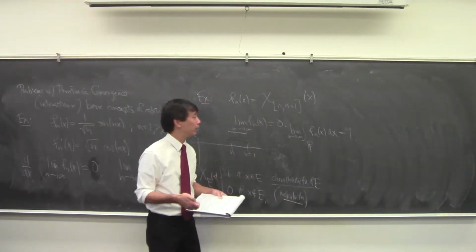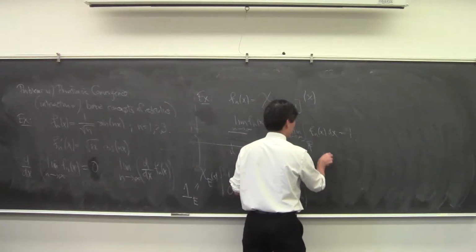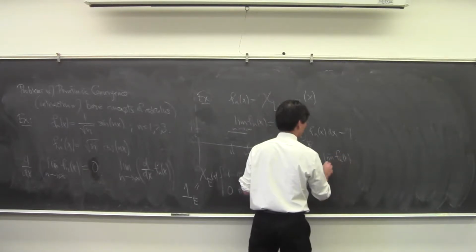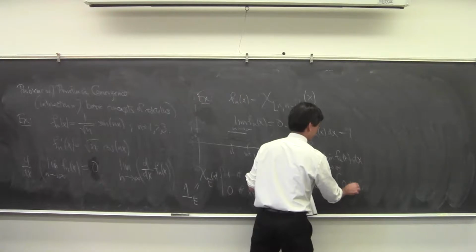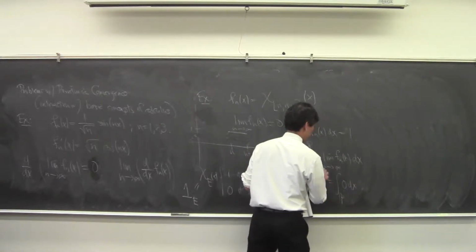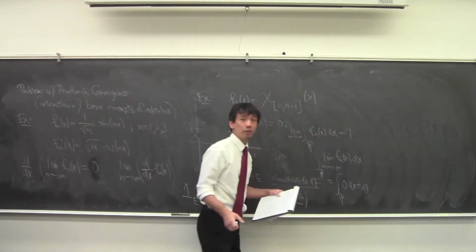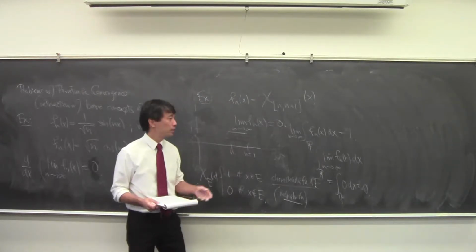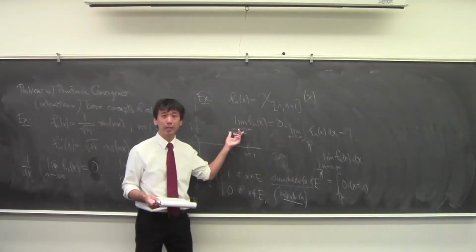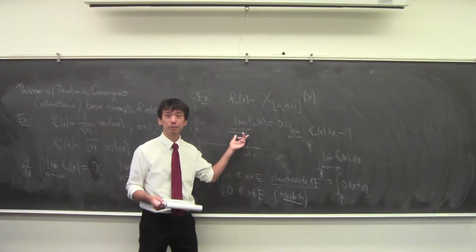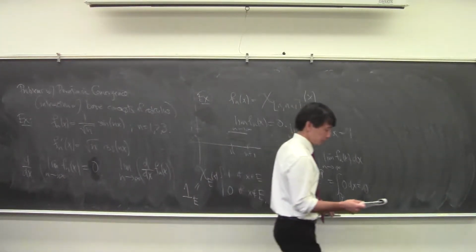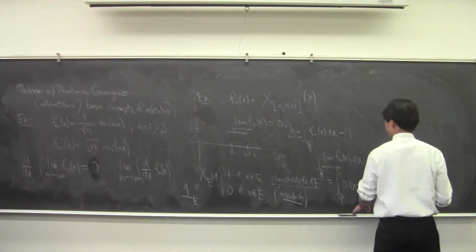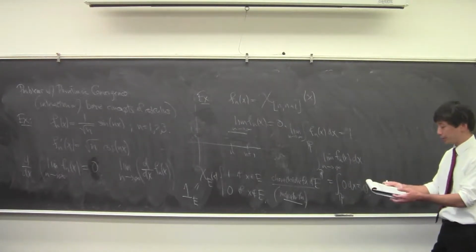But if I take the integral of the limit, well, that's the integral of the 0 function. That's 0. Right? So again, integration and limit don't commute. Integration and this kind of limit do not commute.